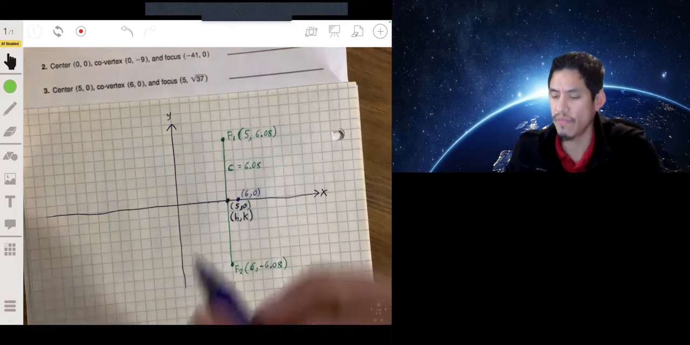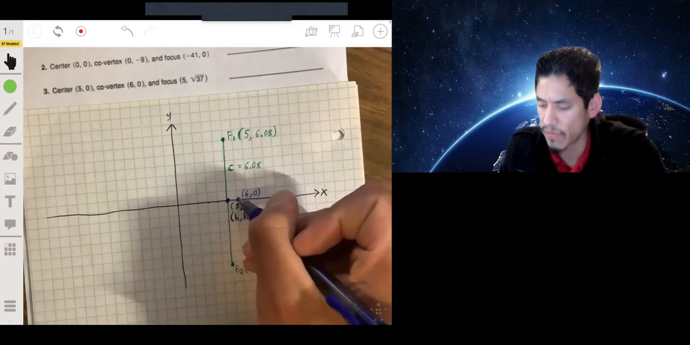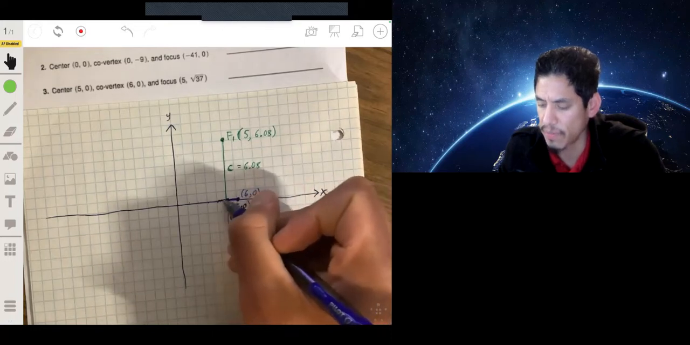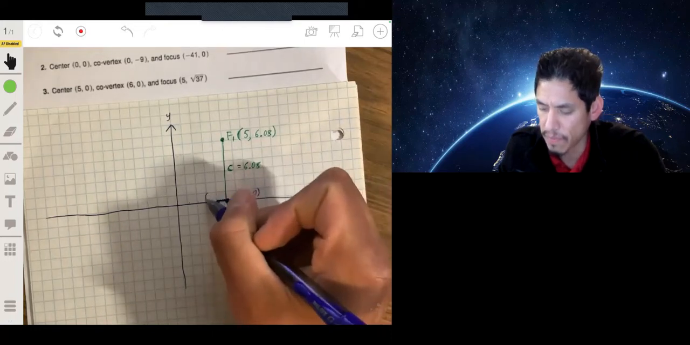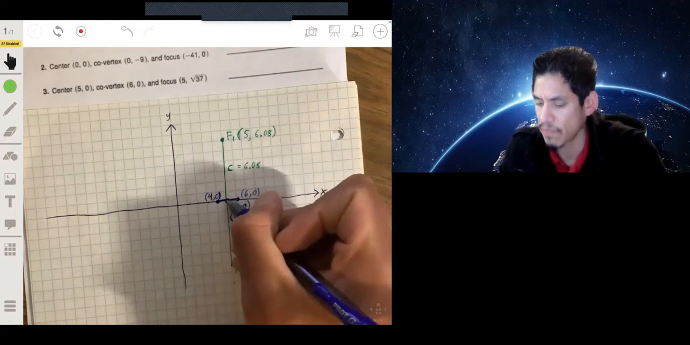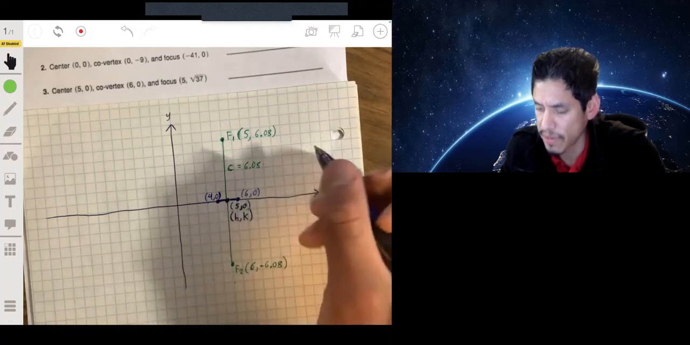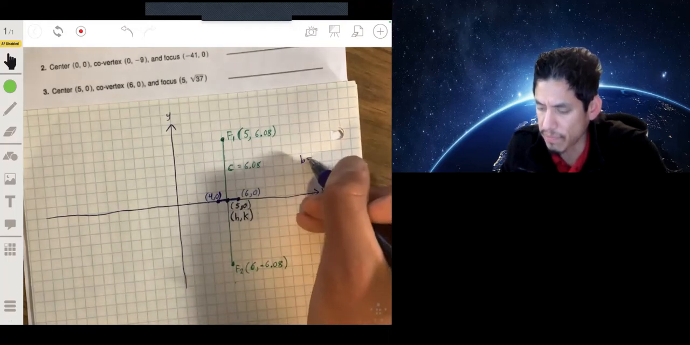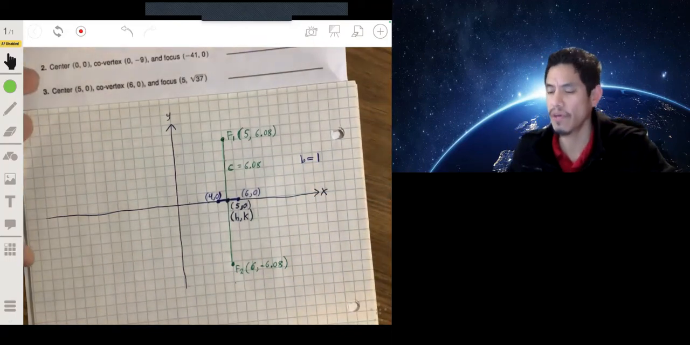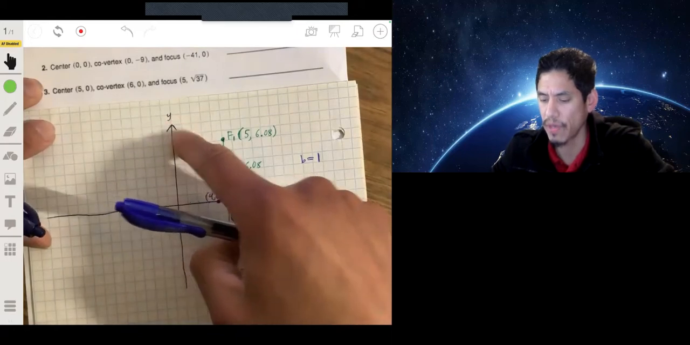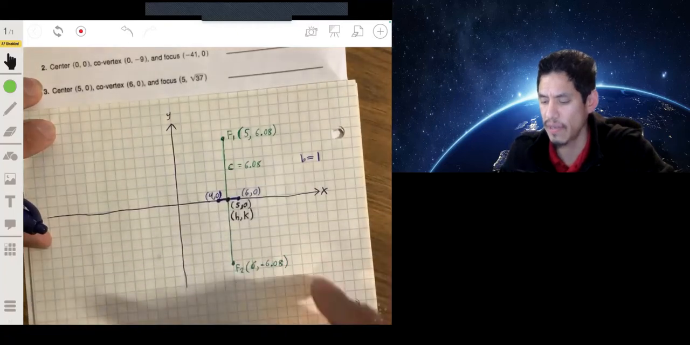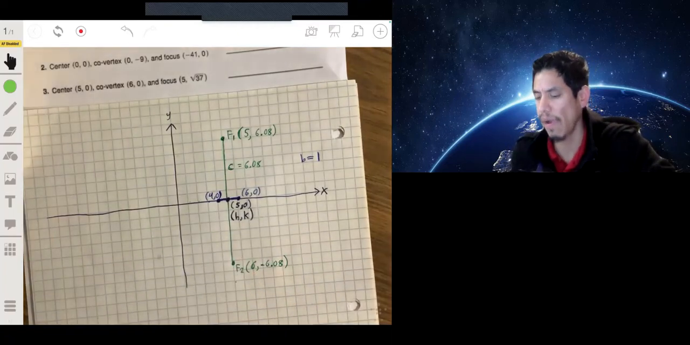And if one of the co-vertices is at 6, 0, it's one to the right of the center, so the other one will be at 4, 0, because they're B units away. So one to the right, one to the left. So then B will be equal to 1. And this is going to be a vertical hyperbola because we know the foci are on the vertical axis. It's going to open something like that. And the vertices will probably be somewhere near 6.